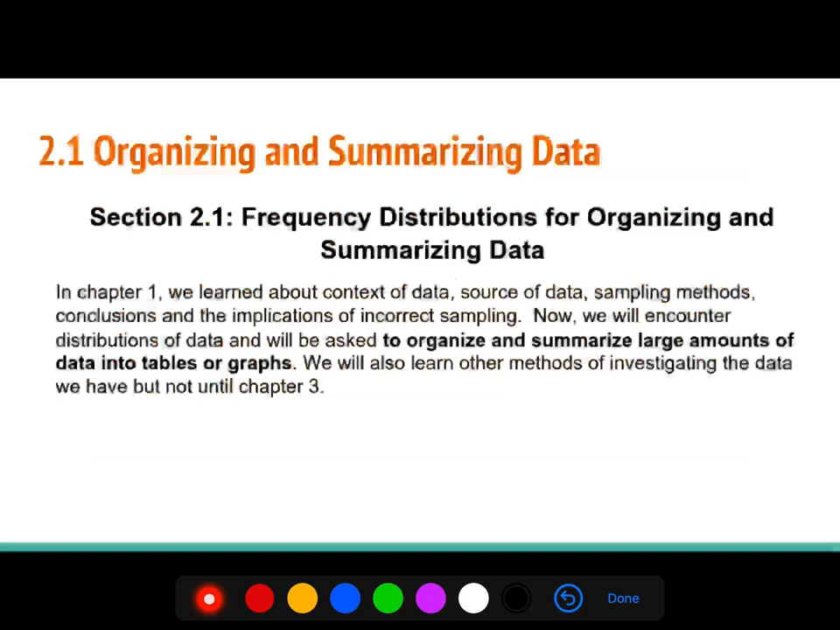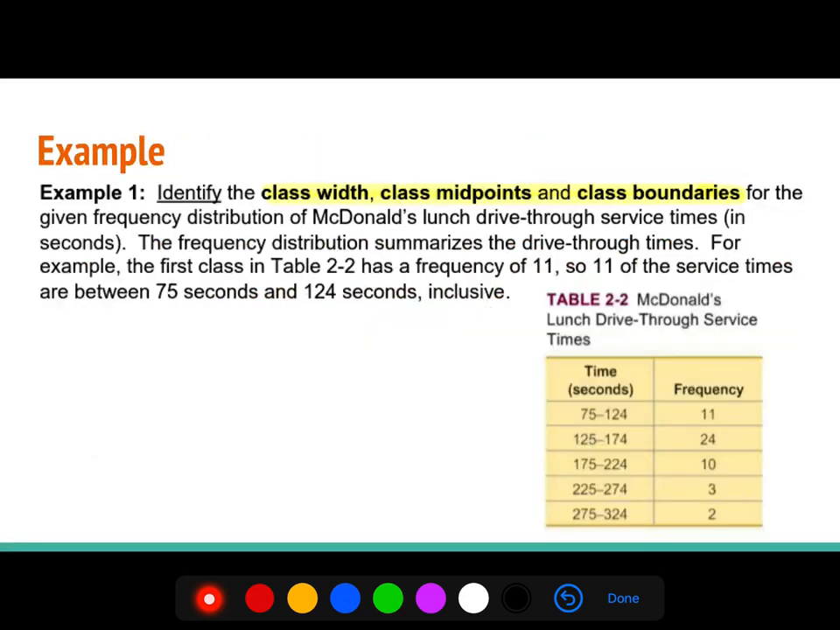Welcome to 2.1, Summarizing and Organizing Data. What we're going to do is organize and summarize data, and see what kind of ways we can do that. One of the ways that we're going to be talking about is frequency distributions. We learned in the last chapter about the source of the data, the sampling methods, and some conclusions and implications of incorrect sampling. Now we're going to see the distributions of data, and we're going to organize and summarize large amounts of data into tables and graphs so that later on we can analyze it.